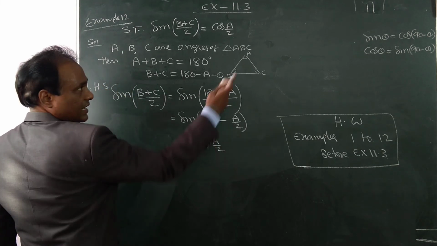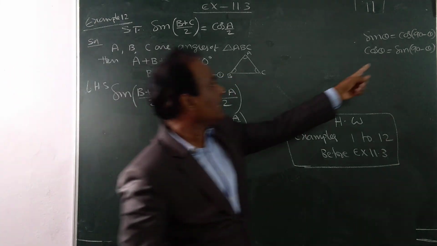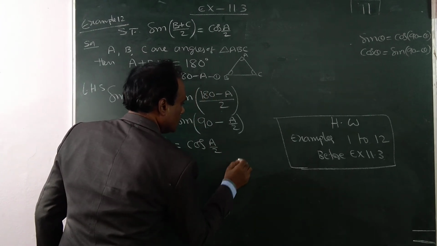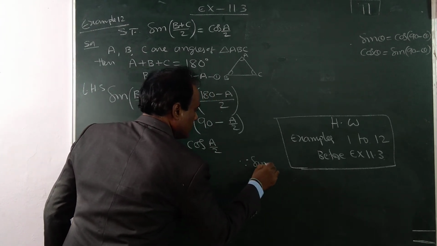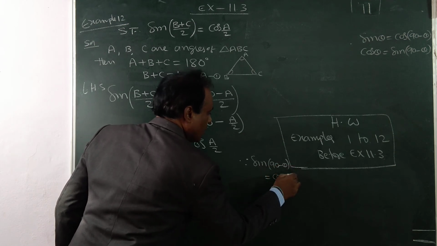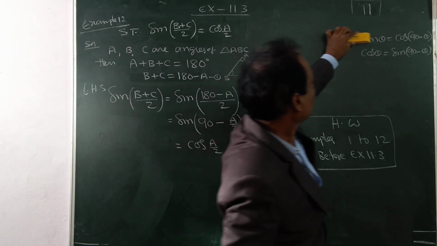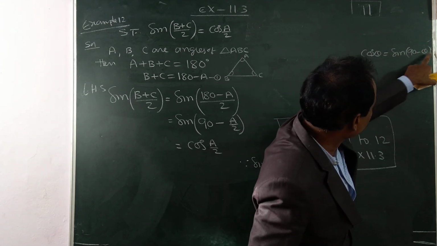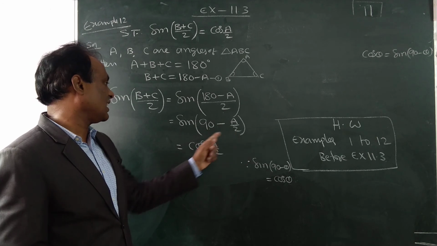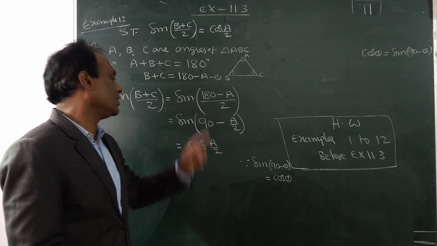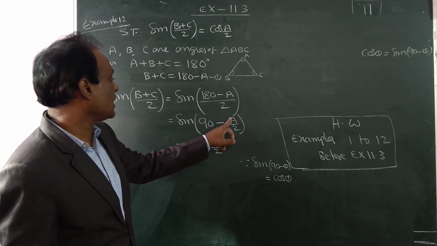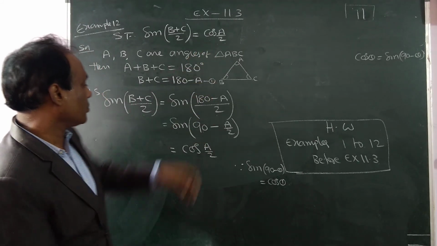See here, sine 90 minus theta. Again I will write here. Sine 90 minus theta is cos theta. That is the formula. See the second formula. Sine 90 minus theta is cos theta, so it is cos A by 2. So which is the required proof? See the proof.